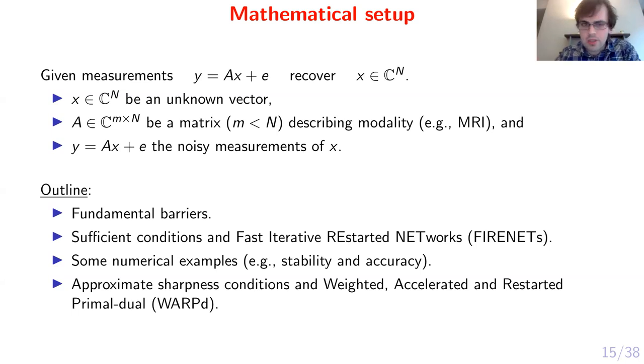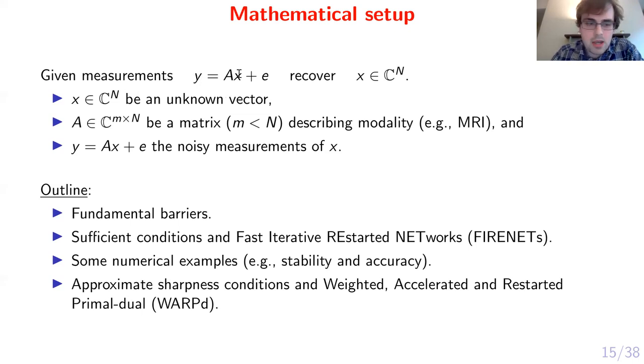Okay, so the problem is as follows. I'm given some measurements y of the form Ax + e. So x is some vector that I want to recover, A is an undersampled matrix that has fewer rows than columns, and then e is some perturbational noise. And from y, I want to recover x.